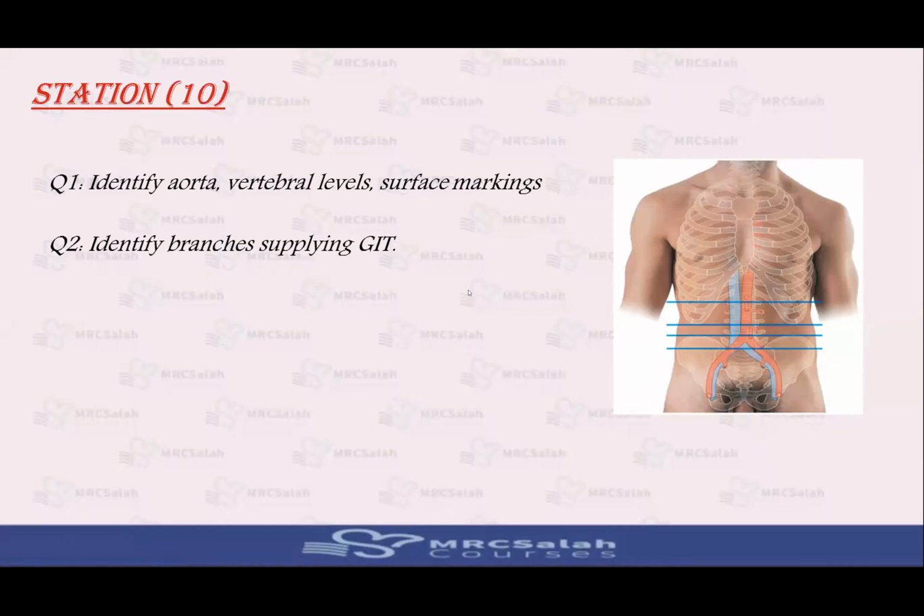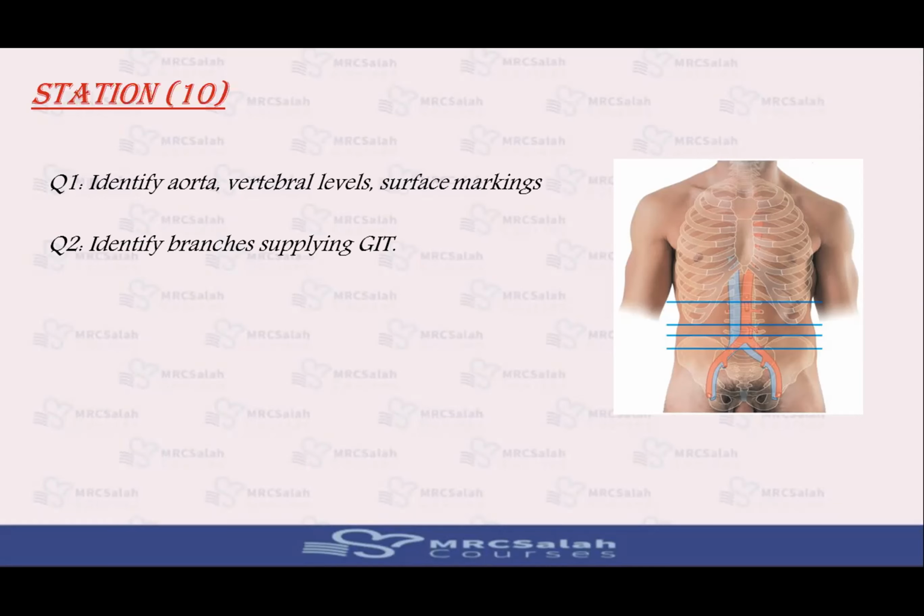Yes, I can hear you. Can you please identify the aorta, the vertebral level, and the surface marking? Yes, the aorta extends from T12 to L4. T12 is about 4 centimeters above the transpyloric plane in the midline, and L4 is about 2 centimeters left from the midline over the supracristal line. Okay.